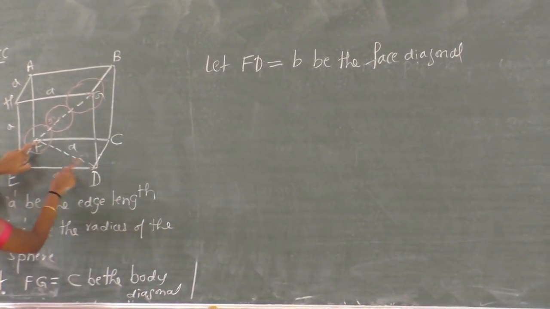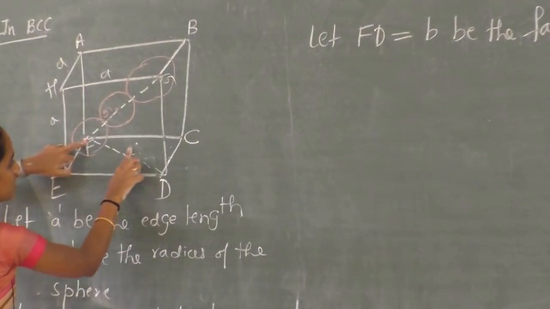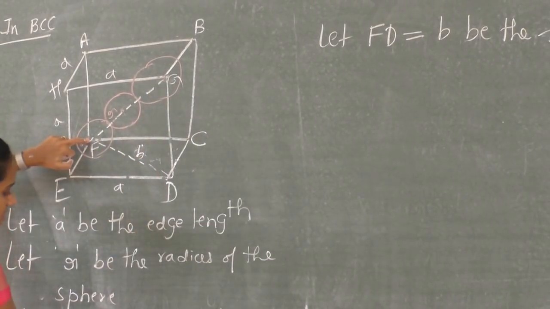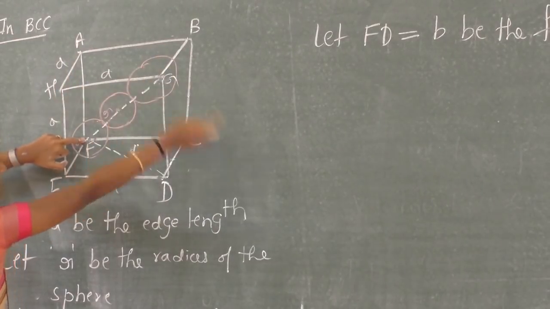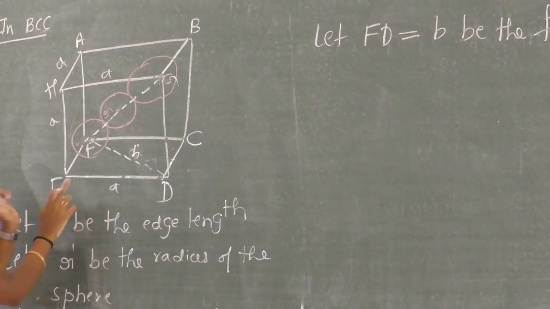So this is the face diagonal. Its length is B. This is the body diagonal. Its length is C. And these are all the edges. Now I'll consider this triangle first.